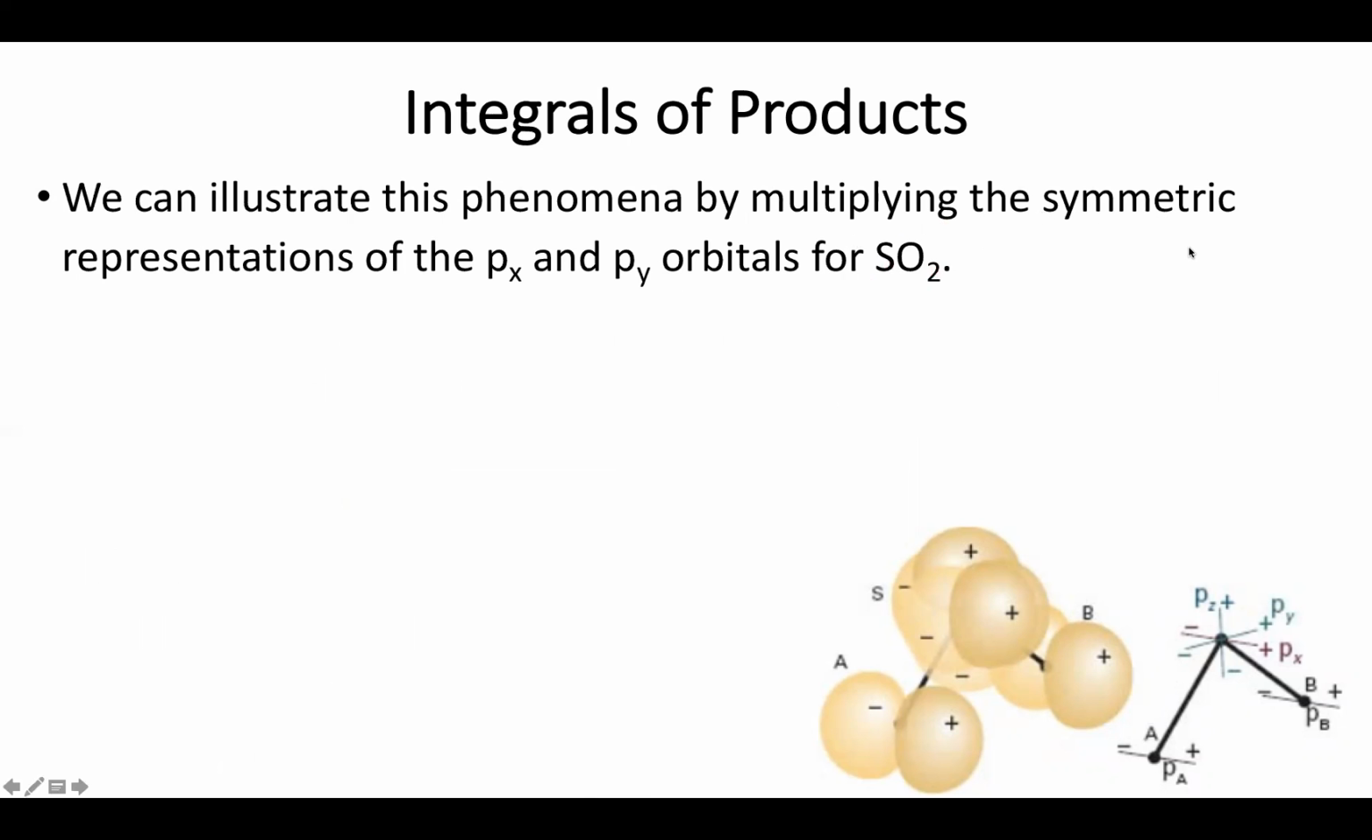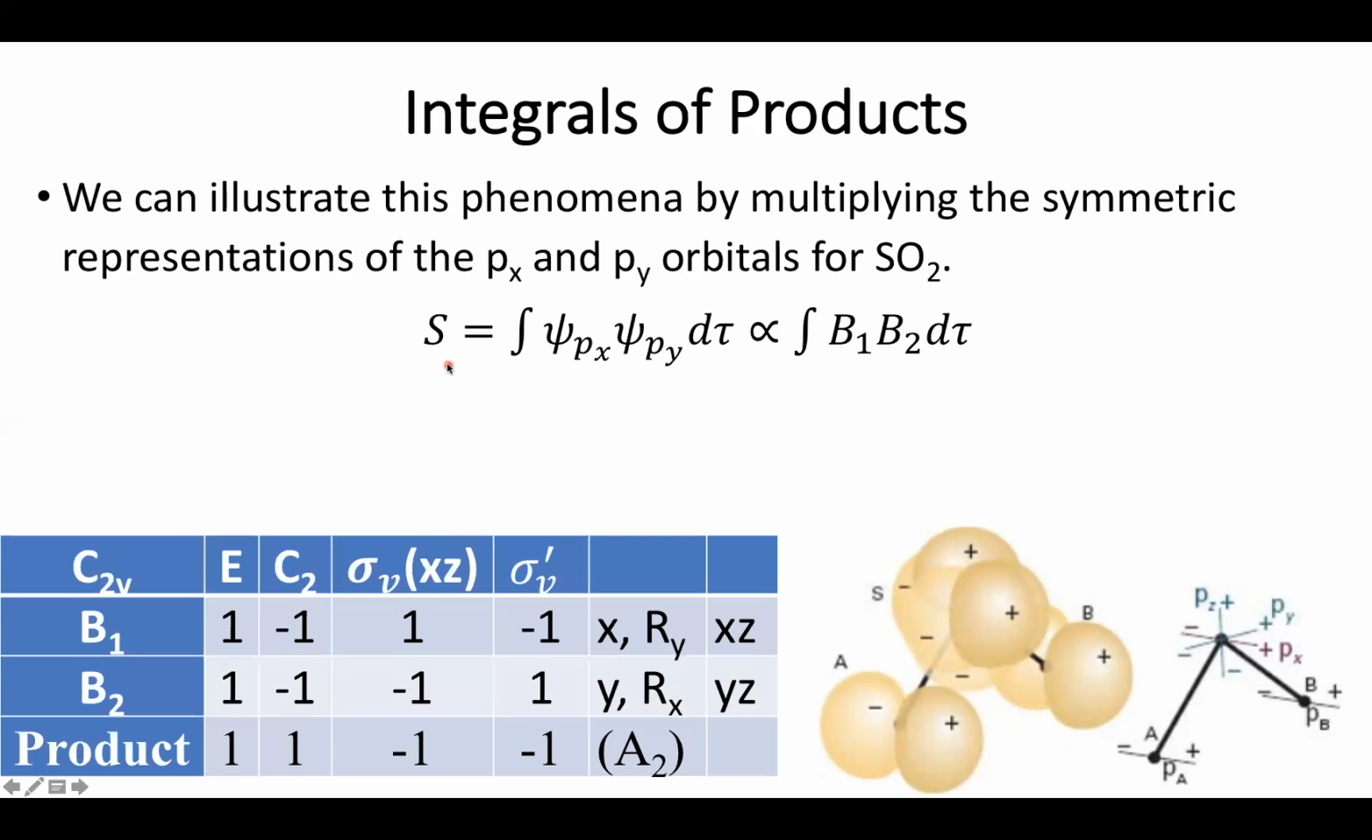And specifically, we're going to be looking at the interactions in between the px and the py orbitals. In order to do this, it turns out that the interaction can help describe the overlap matrix. So this will be the integral of our px and our py wave functions integrated over all space. And it turns out that this is going to be proportional in some meaningful way to taking the integral of the two respective irreducible representations.